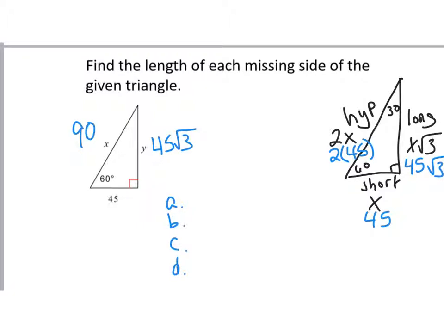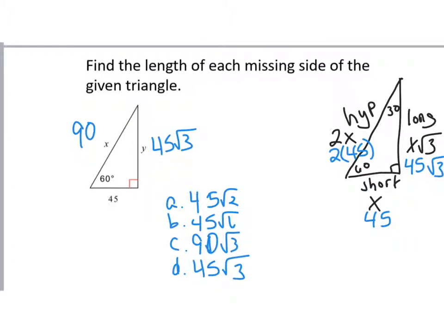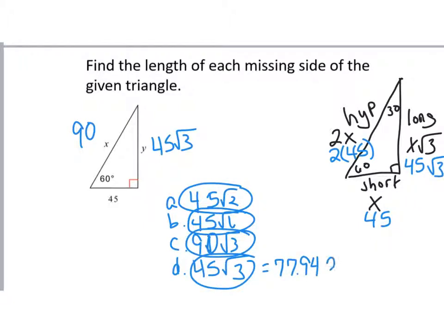And you'll probably have, like, 45 square roots of 2, 45 square roots of 6, 90 square roots of 3, and 45 square roots of 3. So we know it's D, but what you would have to do is type these in your calculator and hit enter until you said, okay, this last one gave me 77.9423, which is what my calculator gave me when I did trig.